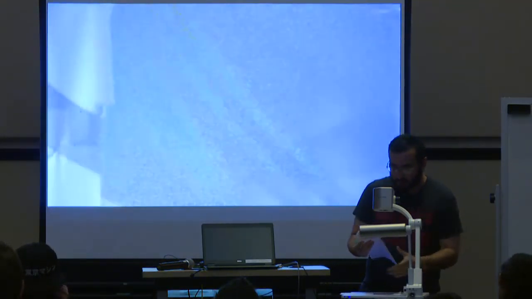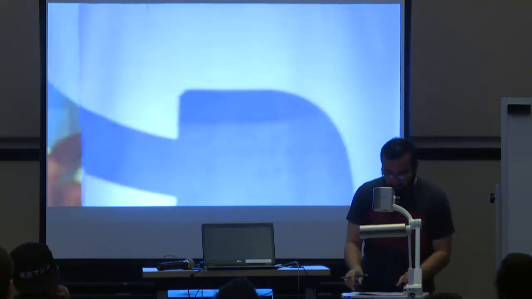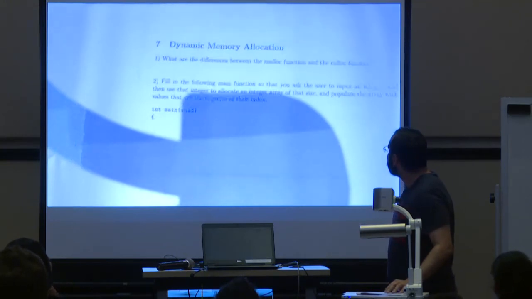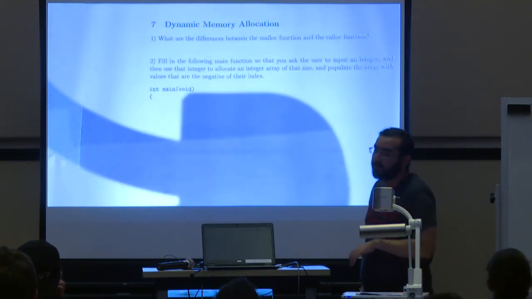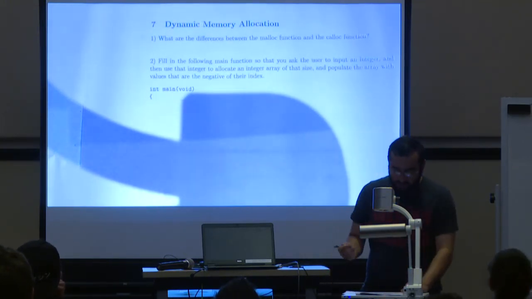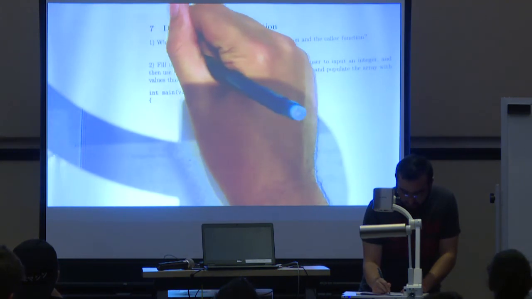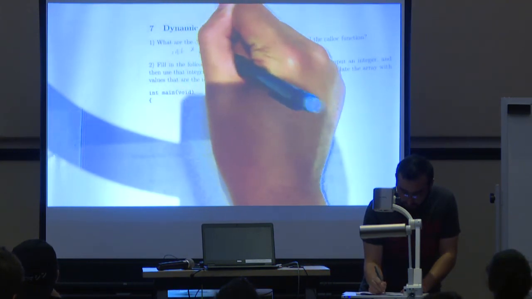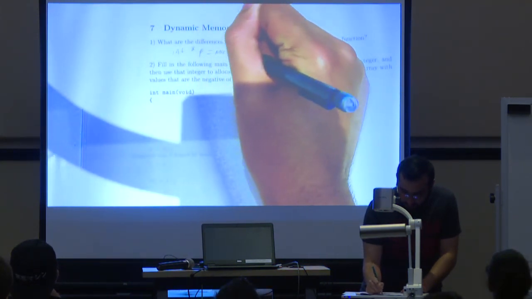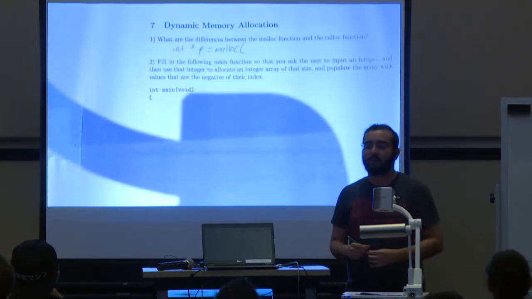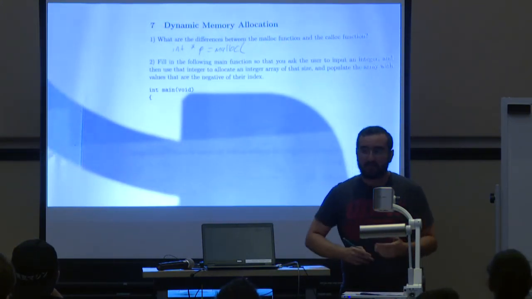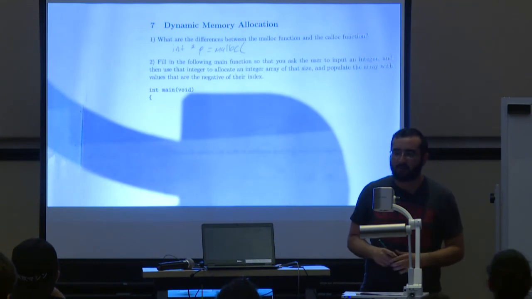So now we've got dynamic memory allocation. So this first question is just asking us, what are the differences between the malloc function and the calloc function? Now remember, the malloc function, you call it on a pointer. It allocates some memory for you and returns the address of that memory. So we would say something like int star p equals malloc. And what malloc needs as an argument is a size in bytes. It needs to know how many bytes you want to set aside.